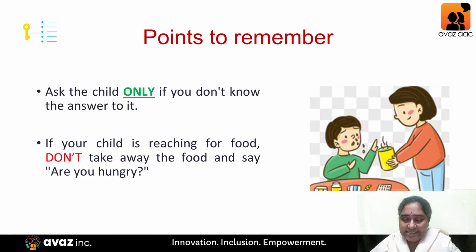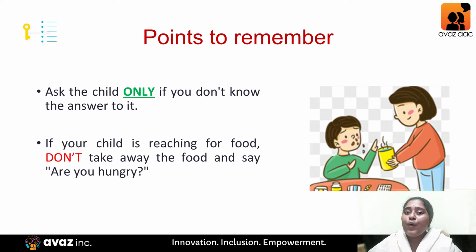The first thing is, ask polar questions to your child only if you don't know the answer to it. For example, if your child is hungry and reaching to a particular food, for example, a packet of chips, do not snatch it away or take it away from your child and ask your child, "Are you hungry?"